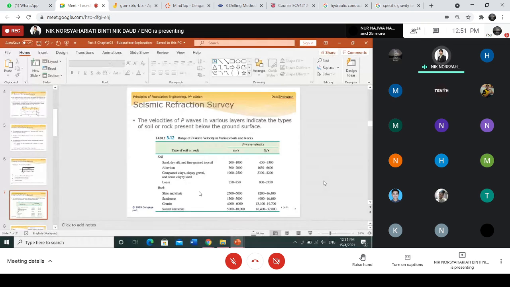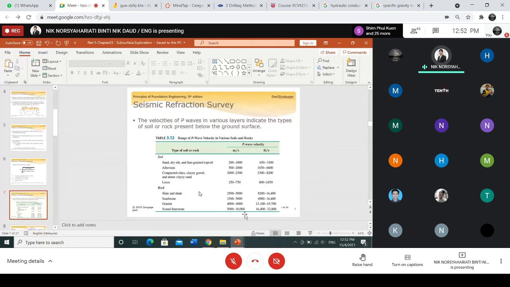Once you complete the seismic refraction survey, you carry out the test at site, then you need to refer to this table in order to check the type of soil or rock that you encountered at site. Okay? So it is based on the velocities, which is here the P wave velocity. So if you encounter soil, maybe it's around 1,200 until 2,000 something. If it's rock, then it's higher than that.